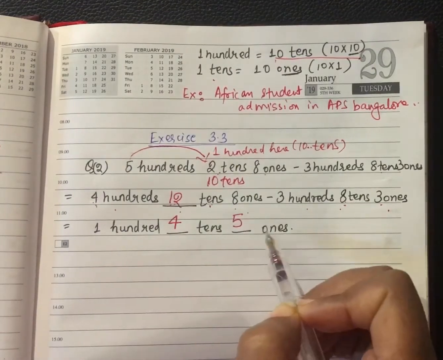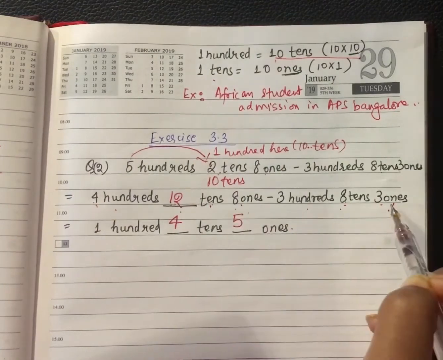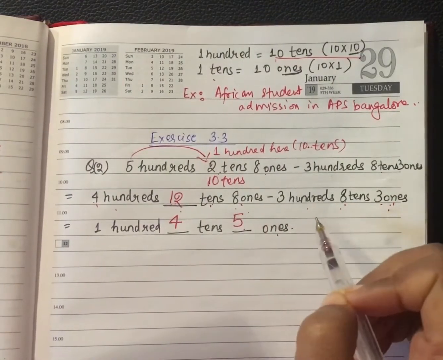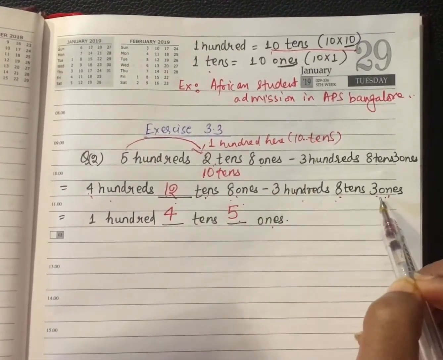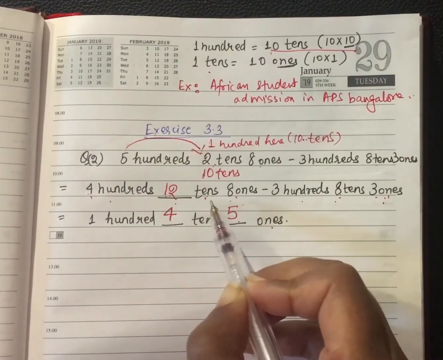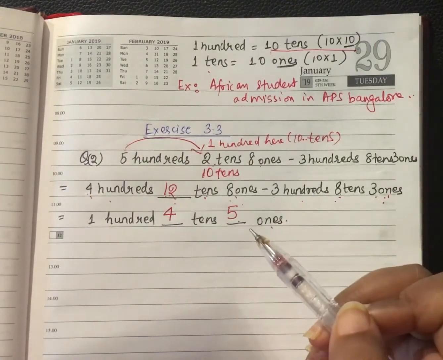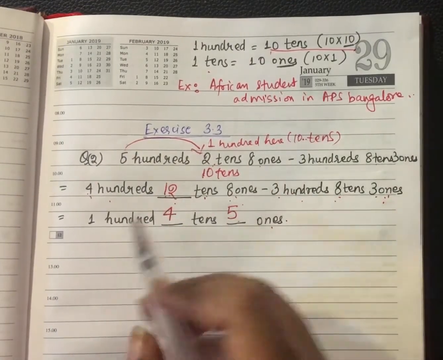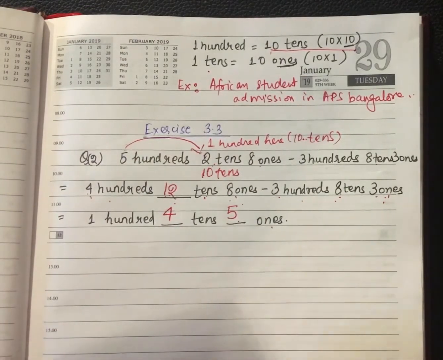So moving from the extreme right or ones place, 8 ones minus 3 ones is equal to 5 ones. Like terms, we have to group like terms and do the subtraction, right? Similarly, 12 tens minus 8 tens equals 4 tens. Likewise children, 4 hundreds minus 3 hundreds gives rise to 1 hundred. So this is all about the concept of borrowing.